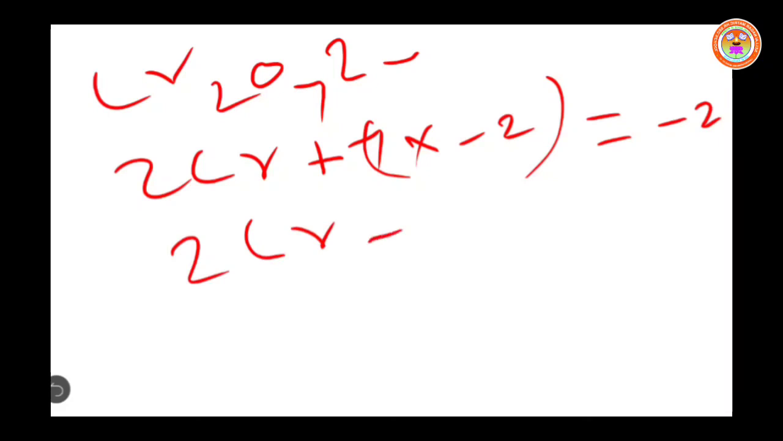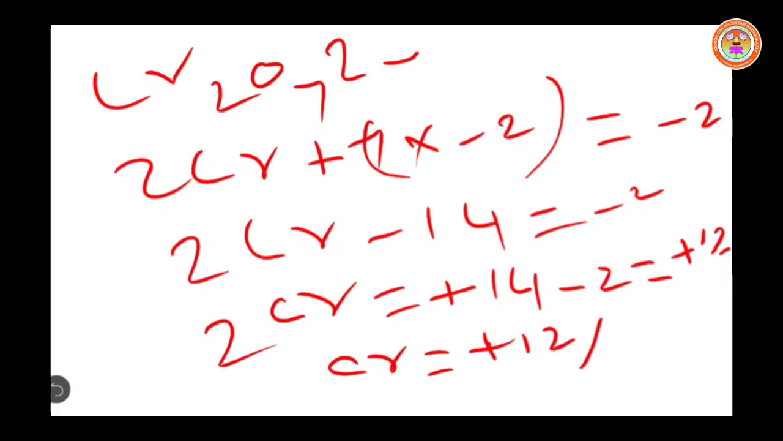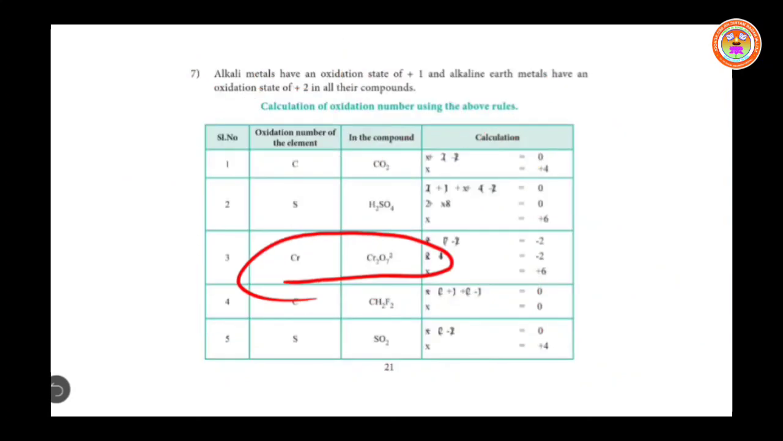plus 7 into minus 2, which is minus 14, equal to minus 2. In the next step we should bring the minus 14 to the right side. Therefore 2 Cr is equal to plus 14 minus 2, which is plus 12. So 2 Cr equals plus 12, therefore Cr is equal to plus 12 divided by 2, which is plus 6. So the oxidation state of chromium in the dichromate ion is plus 6.